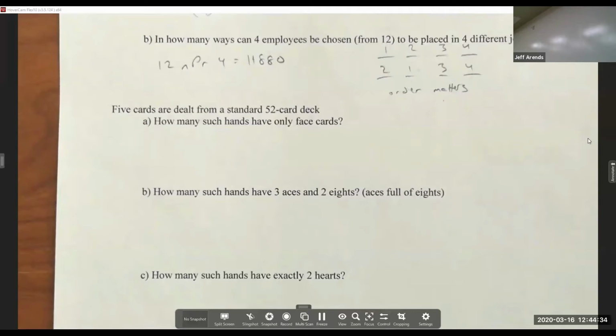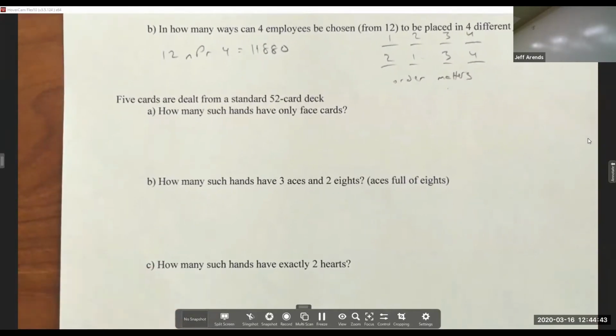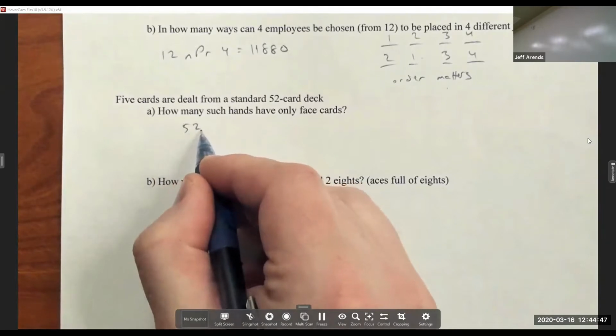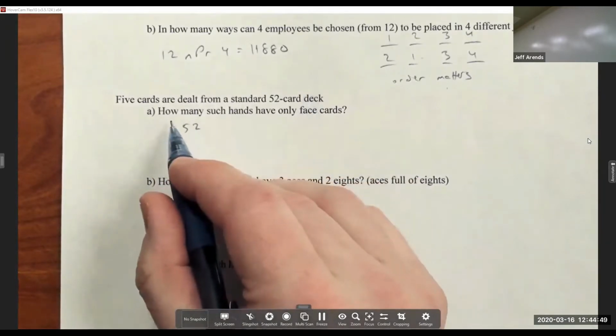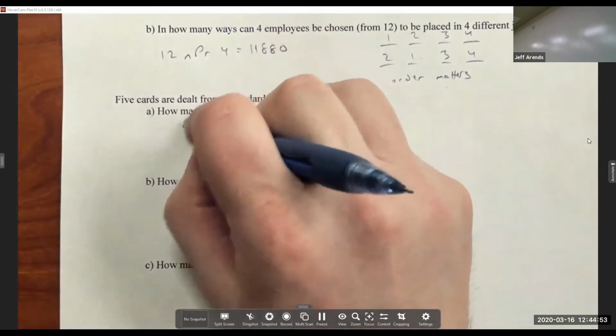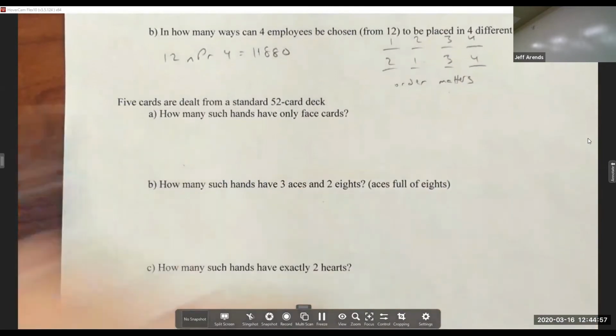5 cards are to be dealt from a standard 52 card deck. How many such hands have only face cards? Okay, well, we have 52 cards. The larger set is 52, and we're talking about a hand of cards. Oops, sorry, this is not from 52. I was jumping to the conclusion here.